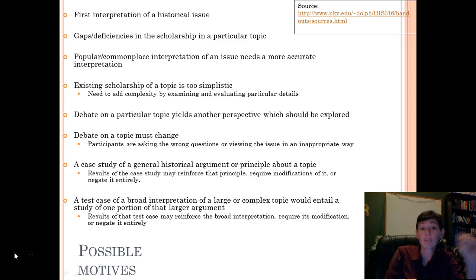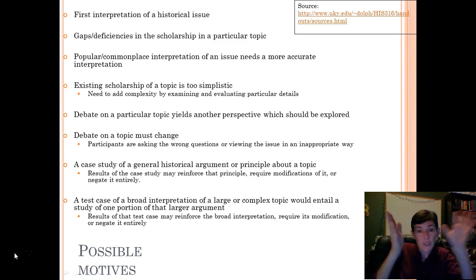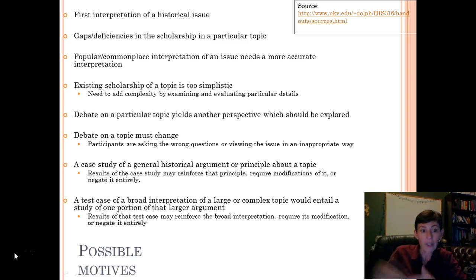A case study of a general historical argument or a principle. So these concrete historical ideas about that carry throughout various topics. Maybe that case study reinforces the principle, results in it needing to be modified, or maybe it just completely throws it out the window. Maybe it disproves it completely.